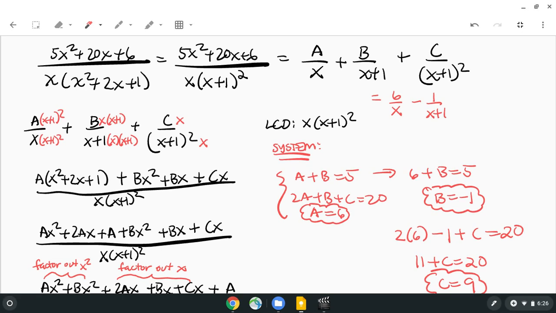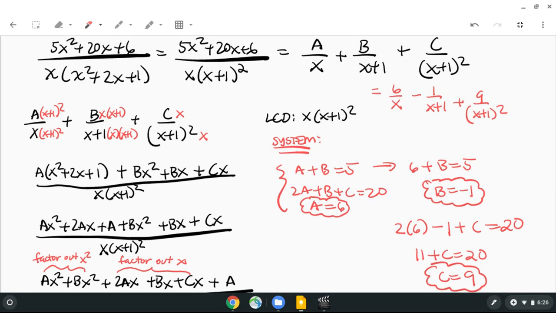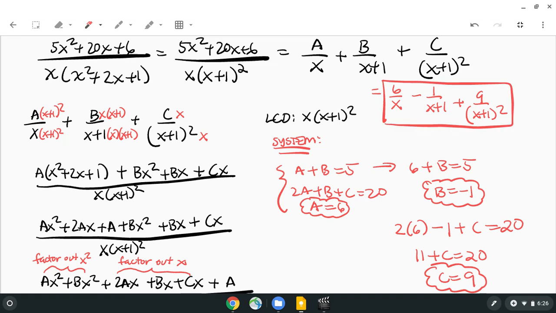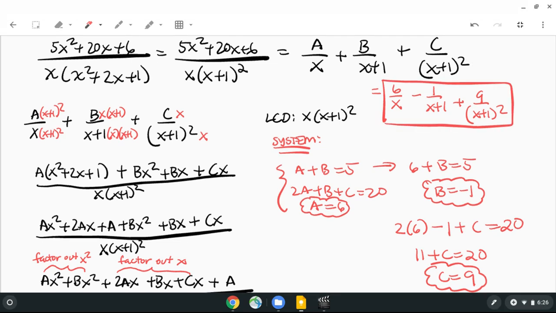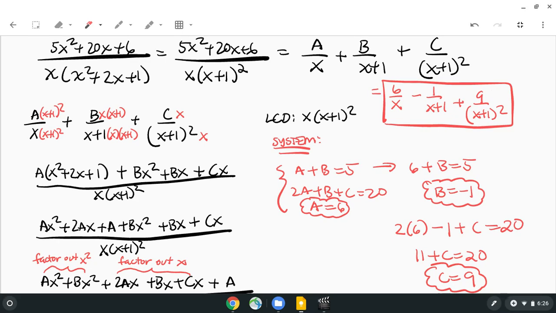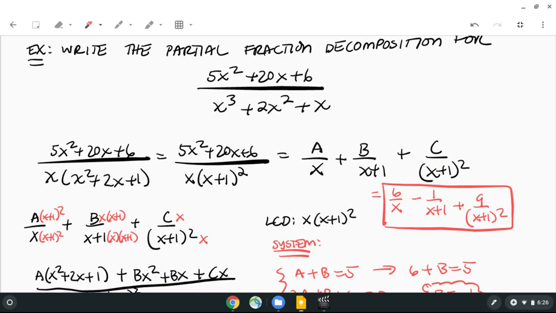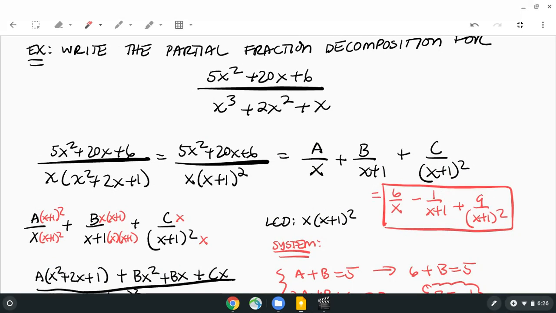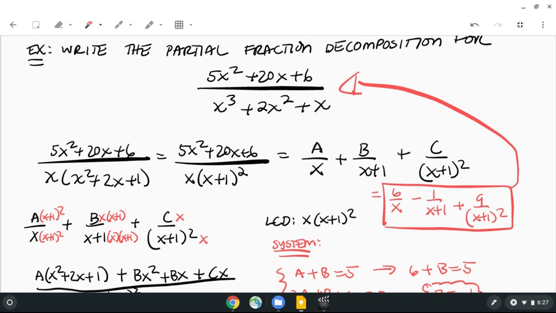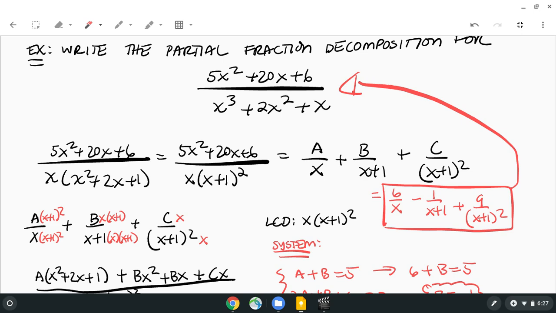So these would be your partial fractions. These are the fractions you add together to get 5x squared plus 20x plus 6 over x cubed plus 2x squared plus x. If you add these all together, you would end up getting that. So we're working backwards now. We do have one more example.